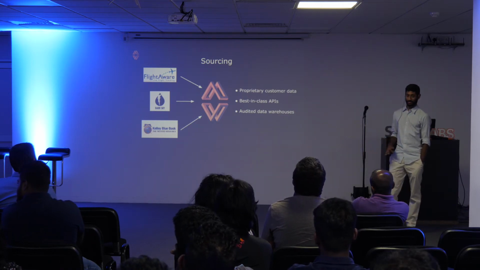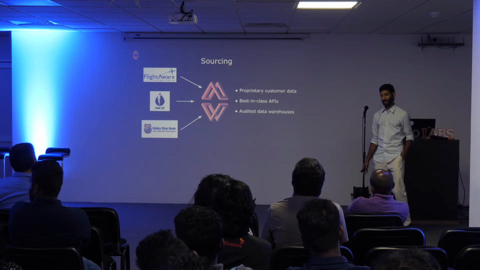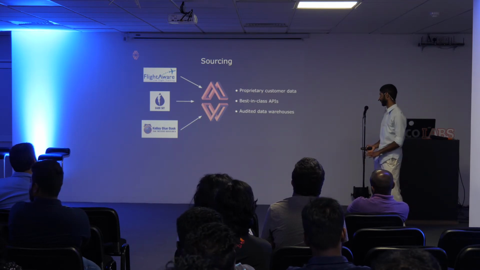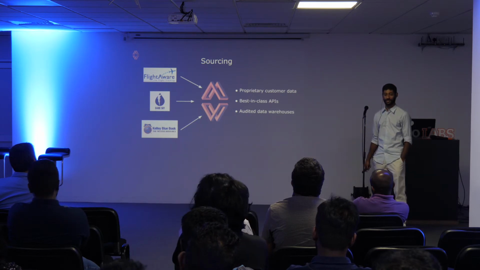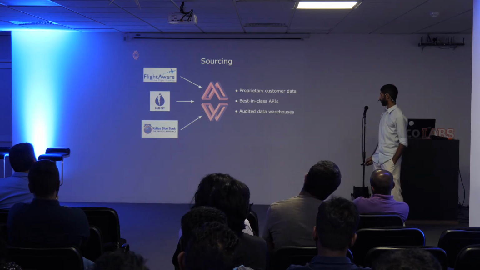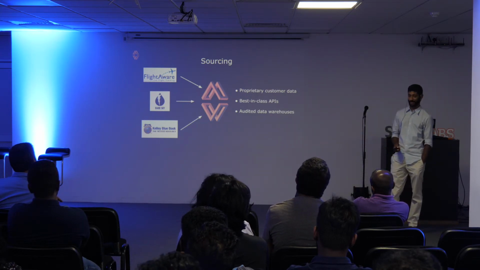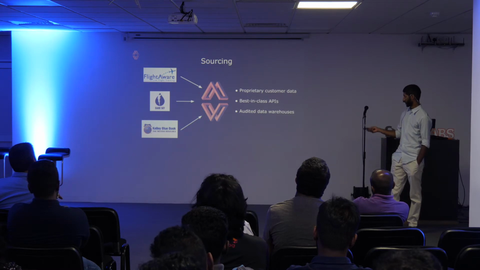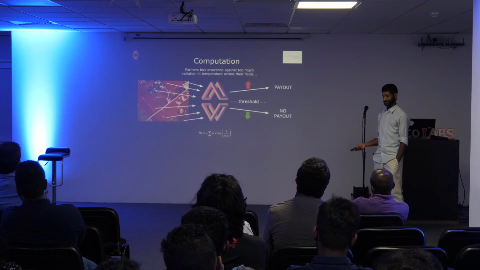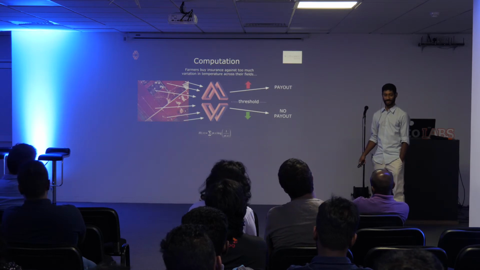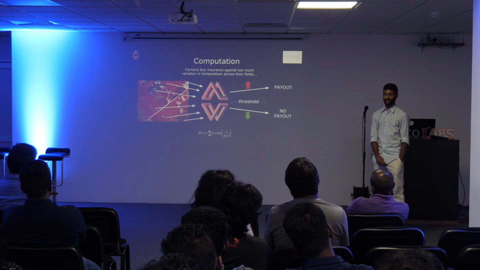The stages of getting data to a client smart contract can basically be broken down into sourcing, computation, and delivery. So I talked about proprietary customer data when I talked about Hurricane Guard. But also we can use best-in-class APIs or audited data warehouses. So there's examples of all 3 there. Computationally, things can be as simple as an aggregation function, like taking the median of a bunch of temperatures, or as complicated as you want.